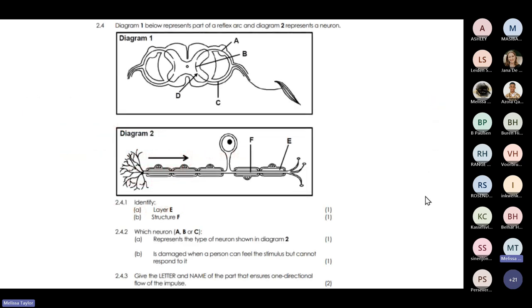Okay, right. This one I want you to do on your own quickly, and then I'm going to quickly do a reflex arc description with you, and then we're going to start with the eye. So I'm going to just give you 3 minutes to answer this.